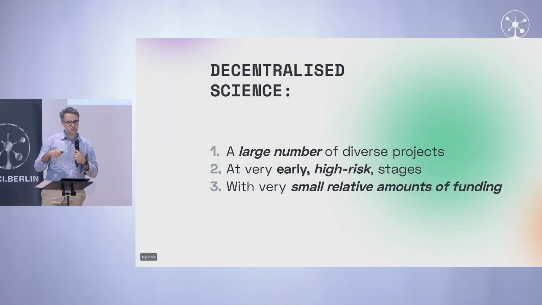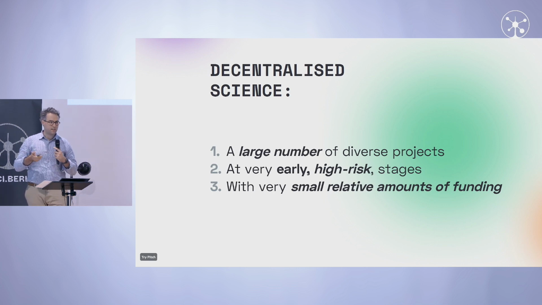So I think 2 to 3 years into decentralized science, it's fair to say that the killer app for DeSci up to this point has been funding, and a particularly ambitious type of funding. The idea that you can fund a large number of diverse projects very early, at high risk, and with very, very small relative amounts of funding. And how small these relative amounts of funding are, and what the nature of these projects are, is something I'm going to take a look at just briefly.